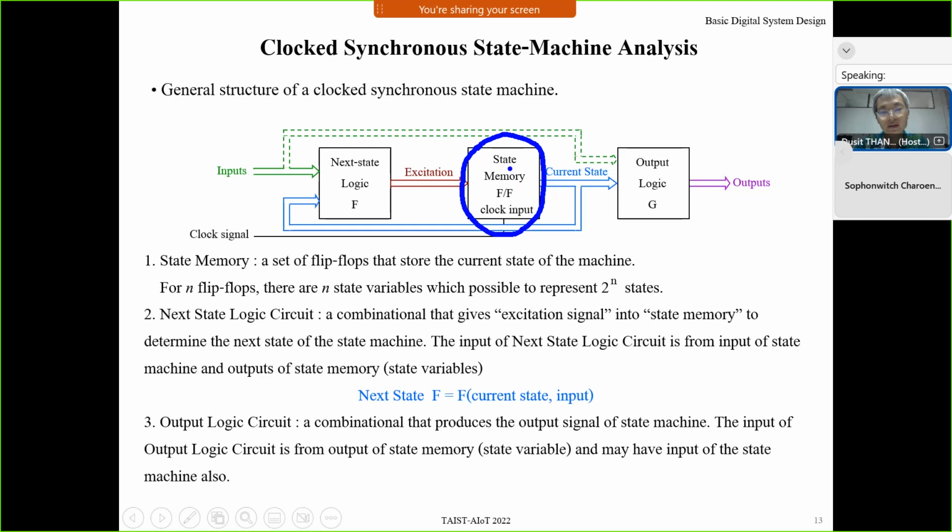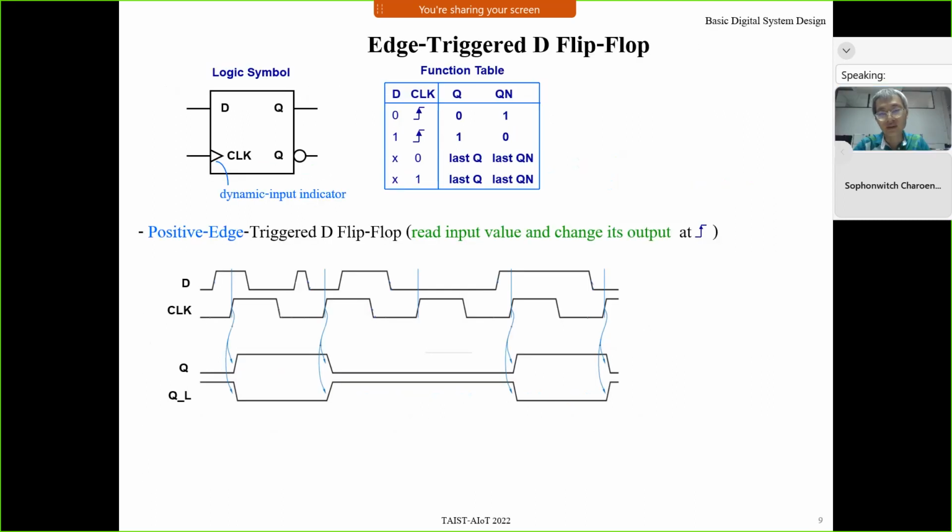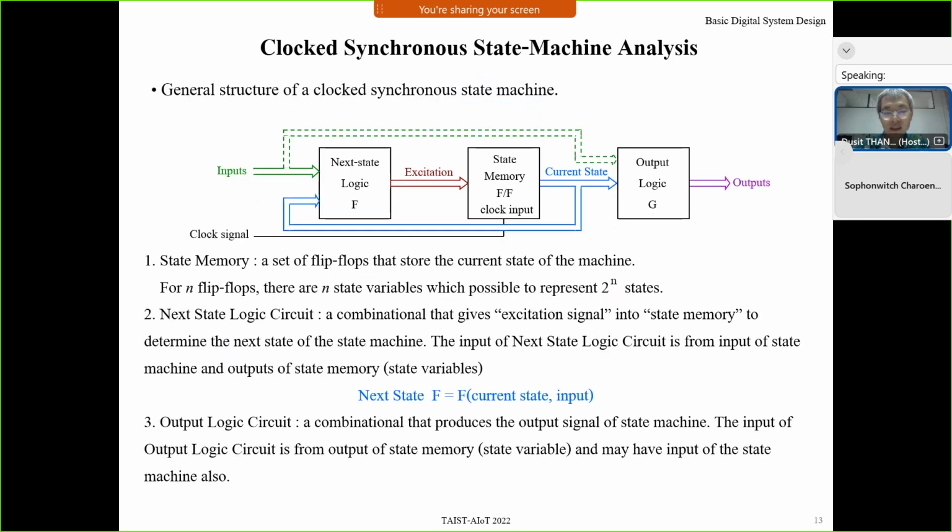This part is the state memory, to memorize the state of the circuit. If you use only one flip-flop, there is only one output Q, right? Or only one bit of state variable. That means it can represent only two states, namely when Q is 0 and when Q is 1.